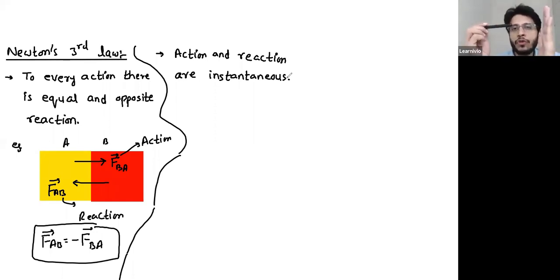It's not like if this pen applies force over my hand at some time t equal to 0, then after 5 seconds my hand will apply the force over the pen. There is no time lag. The moment this pen applies force over the hand, at the same moment this hand will apply the force over the pen. So action and reactions are instantaneous.